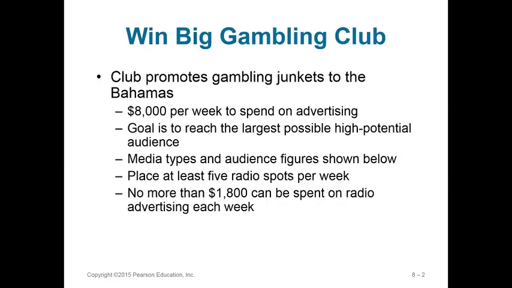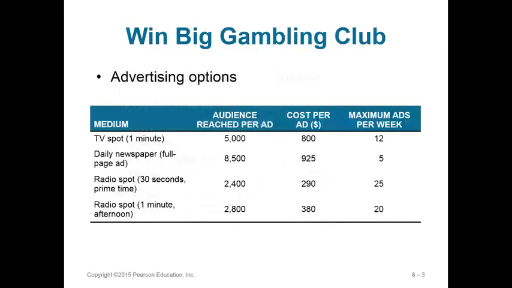Okay, so let's suppose you were looking at a gambling club and they were looking at trying to maximize the audience that they could reach in their marketing campaign, and there's a constraint of a certain amount of money that they can spend on advertising, and not all of the advertising media will get the same amount of reach out there, and so there's going to be constraints for that.